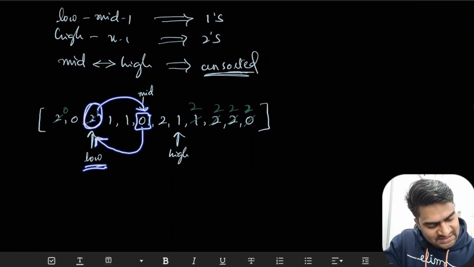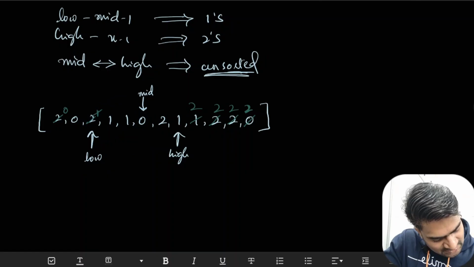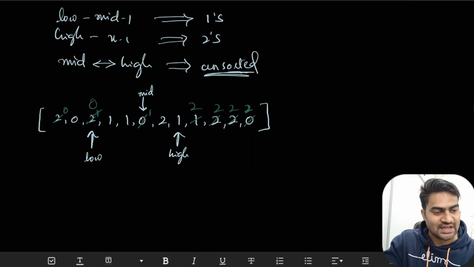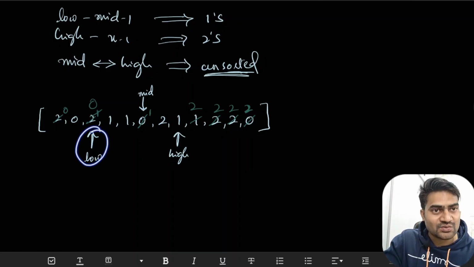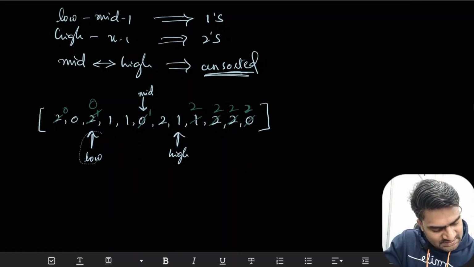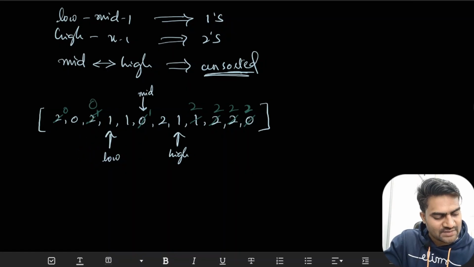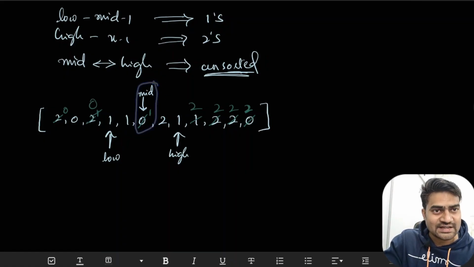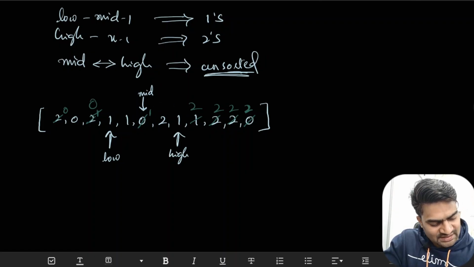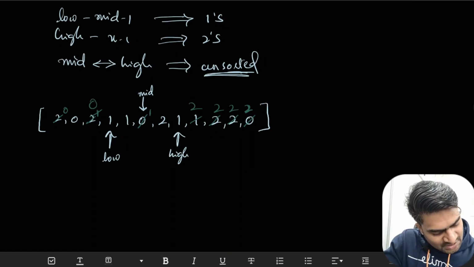Okay, so let's do that. I will move that 0 here, then this 1 will come and sit here. Okay, now if that is the case, our low pointer here, its work is done, so it has to move to the next index. So I will move this to the next index. Okay, now if you see, our mid is pointing to 1, so it is at its right place. 1 is at its right place, so our mid moves to the next number.